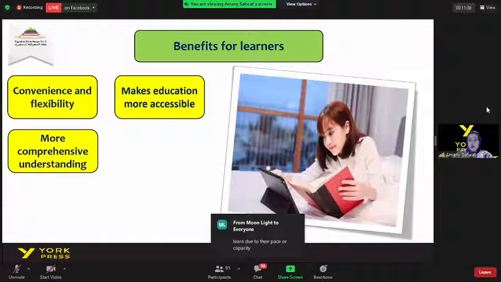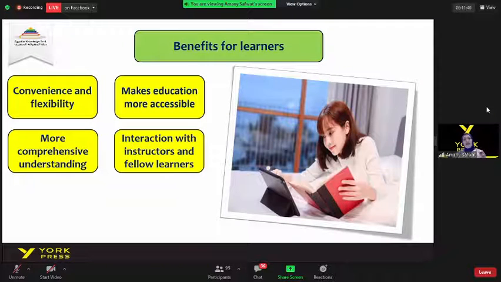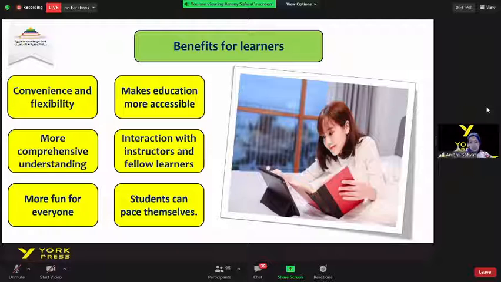And also it's more comprehensive and understanding. It gives them more interaction with the instructors and fellow learners. So we are not just learning at class, we are learning everywhere. And it's more fun for everyone, even for us as grown-ups. And students can pace themselves, and this is what most of you said.